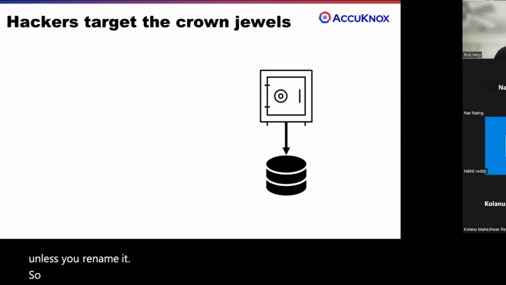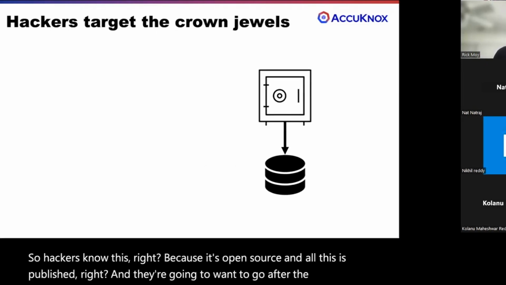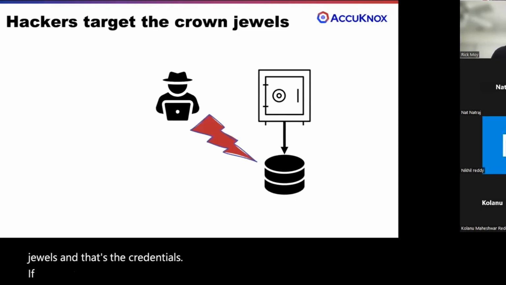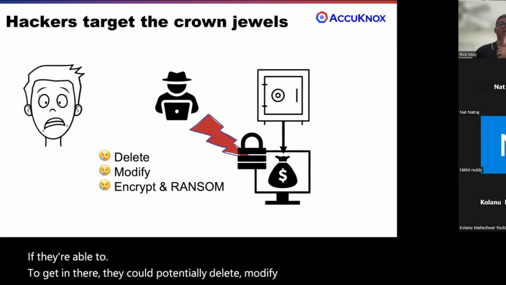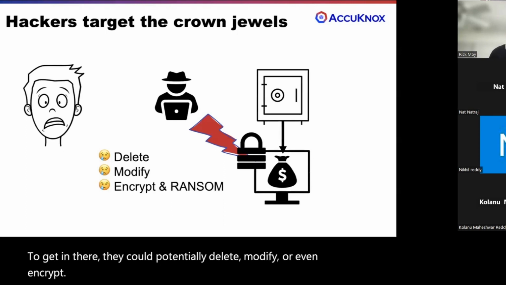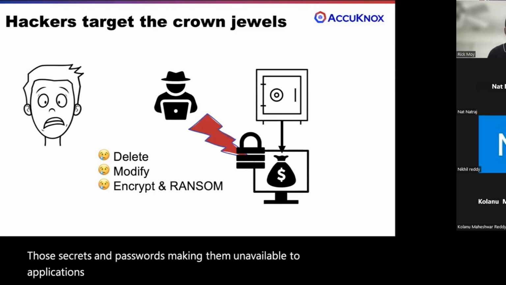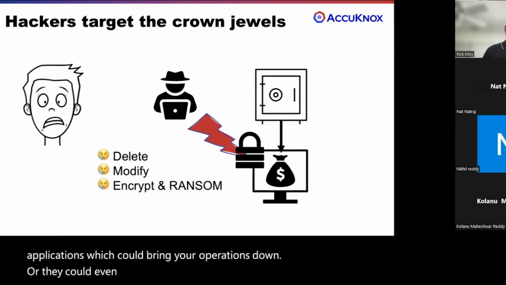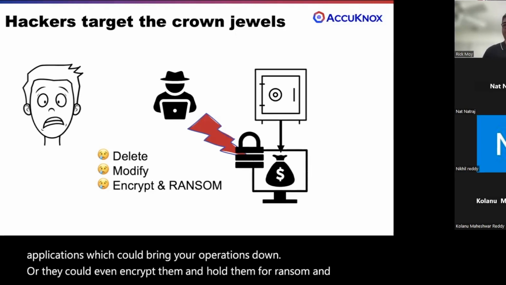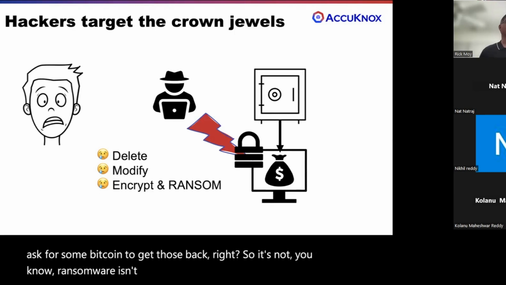So hackers know this, right? Because it's open source and all this is published, right? And they're going to want to go after the crown jewels, and that's the credentials. And now if they're able to get in there, they could potentially delete, modify, or even encrypt those secrets and passwords, right? Making them unavailable to applications, which could bring your operations down. Or they could even encrypt them and hold them for ransom and ask for some Bitcoin to get those back, right? So ransomware isn't just for laptops. It's in the cloud now too.